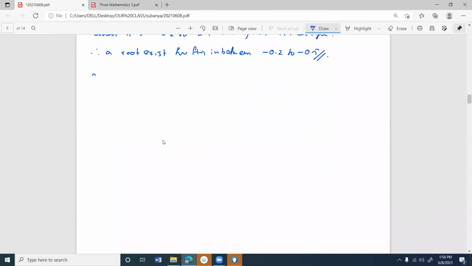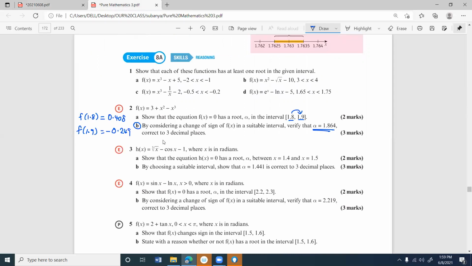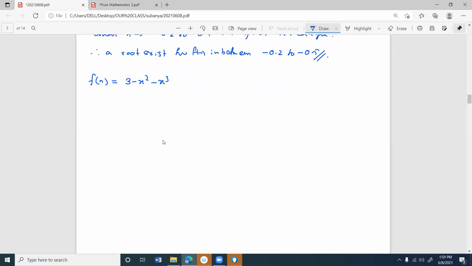The function f(x) is 3 plus x squared minus x cubed. Then we need to show a root is correct to 3 decimal places. We need to show alpha equals 1.864 correct to 3 decimal points. This is the way of getting this.